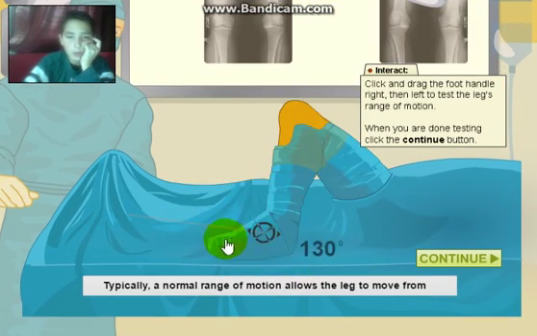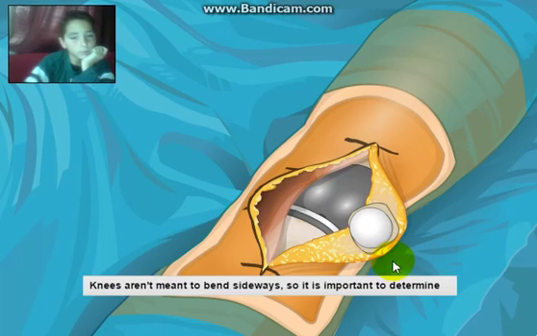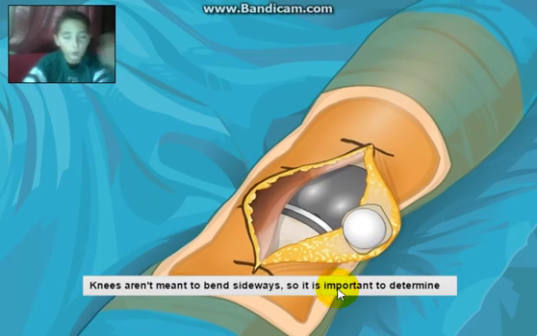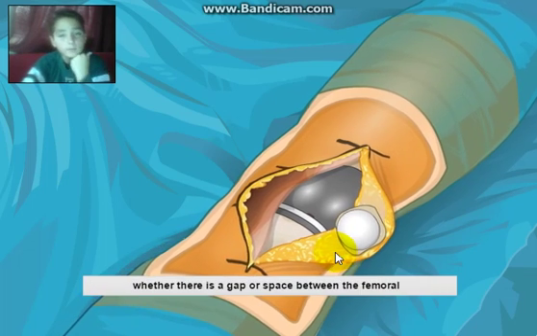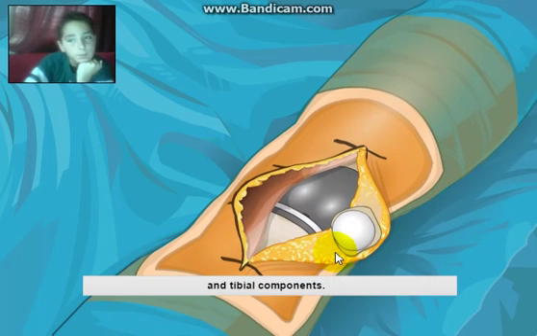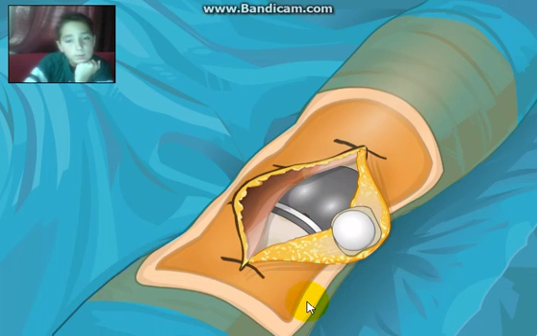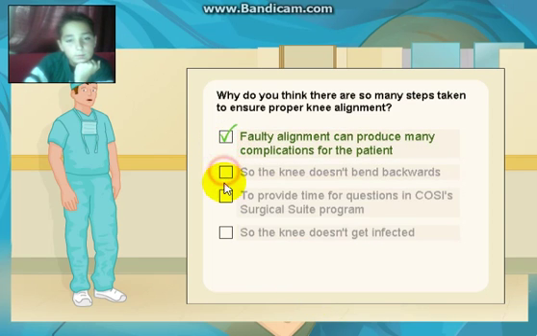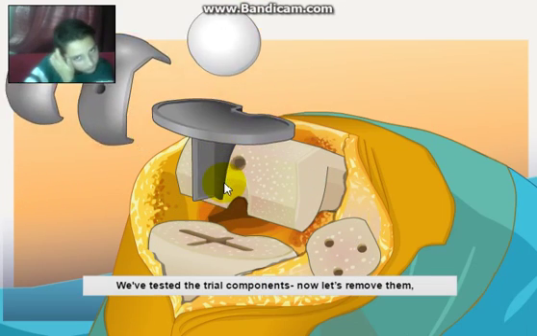Typically, a normal range of motion allows the leg to move from zero. Knees aren't meant to bend sideways. So it's important to determine whether there is a gap or space between the femoral and tibial components. There's no noticeable gap, so this knee is a good fit. Why do you think there are so many steps taken to ensure proper alignment? We've tested the trial components.